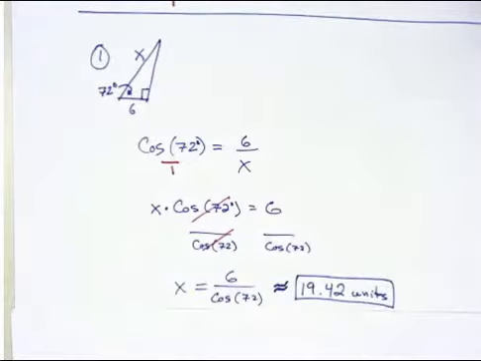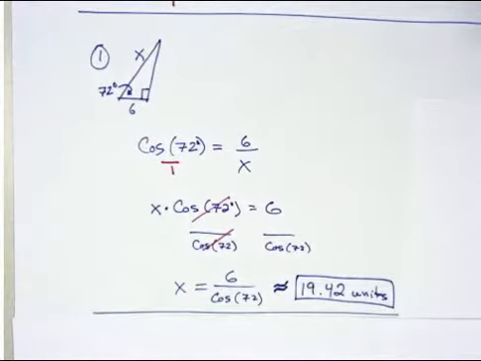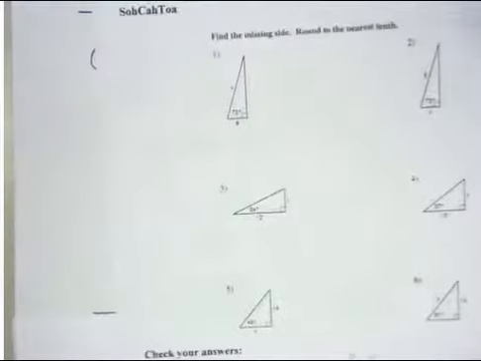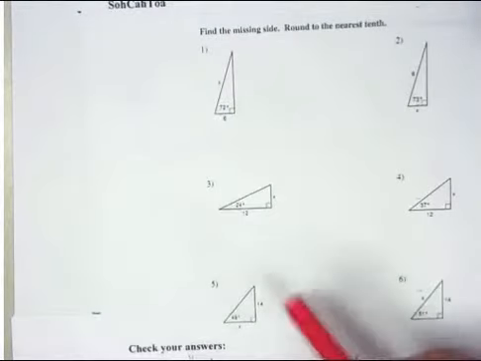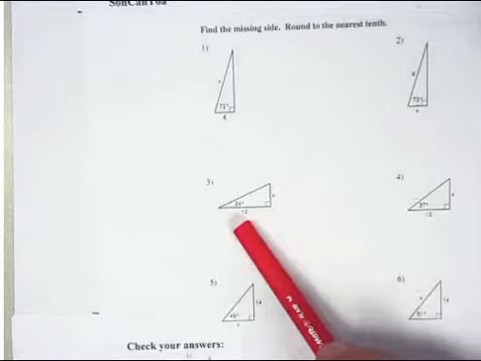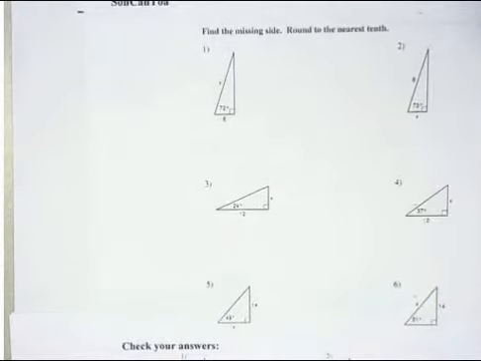All right? Now, I would like you to pause the video and try to do number 3. Number 3 has another right triangle, and it has the x and the 12 and the 24. You try and do that on your own, and then we'll continue on from there.